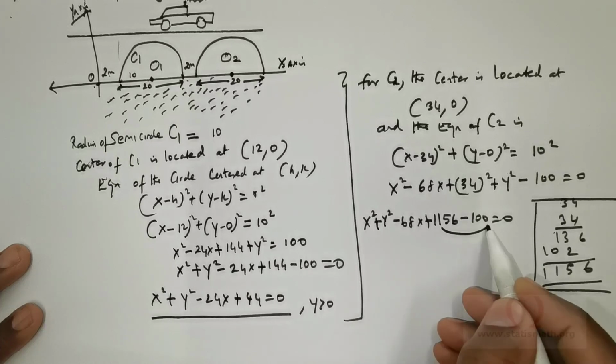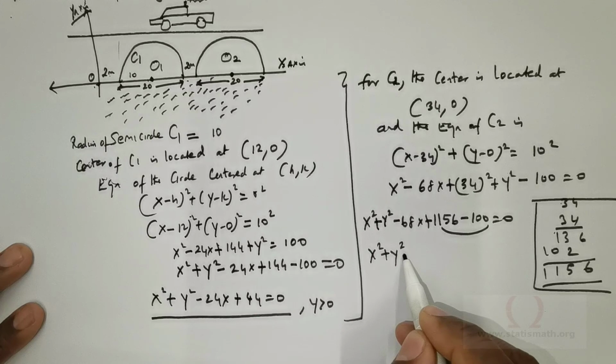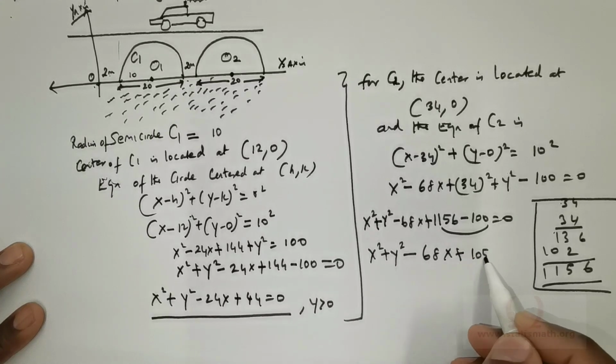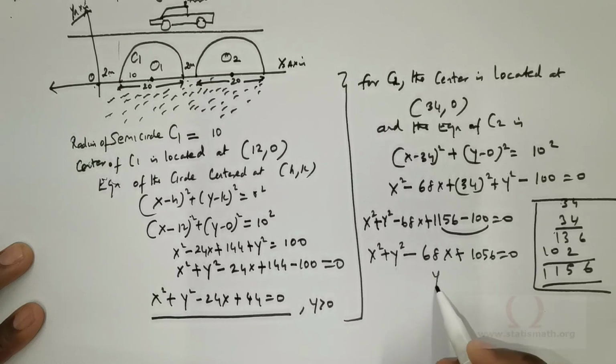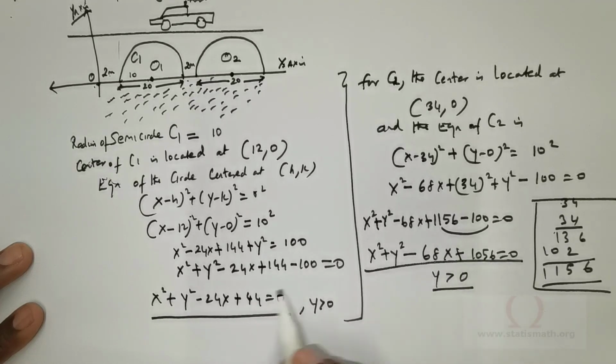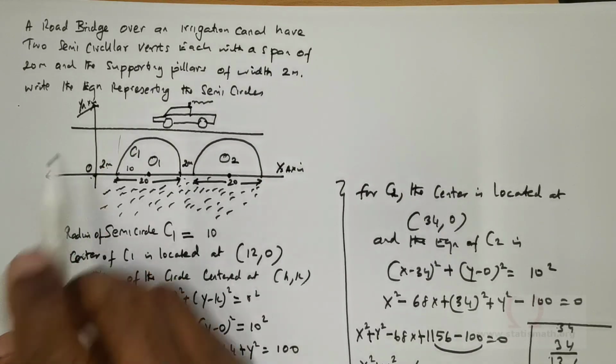When you subtract these, we reach the following equation: x squared plus y squared minus 68x plus 1056 is equal to 0, with y greater than 0. So these two equations of the semicircles have been obtained, and that completes the solution for this question.